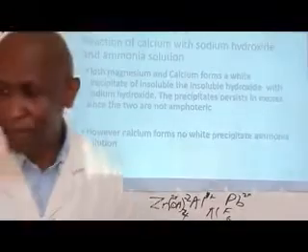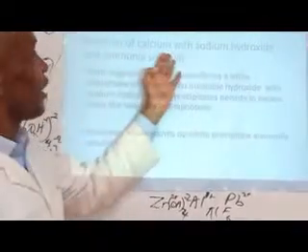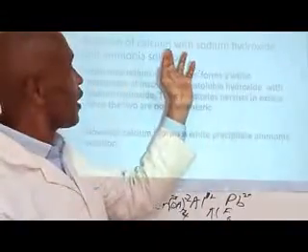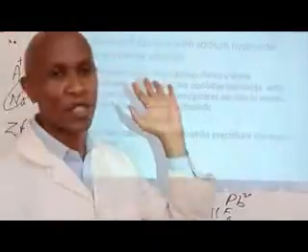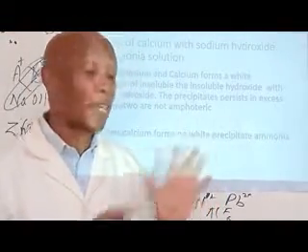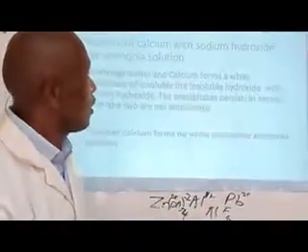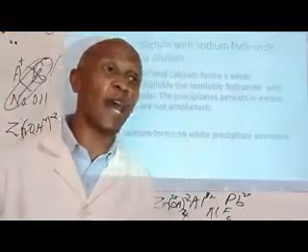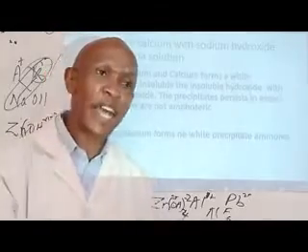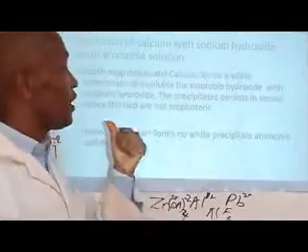Now something interesting with the case of calcium ions. You realize that when I add sodium hydroxide to a solution that contains calcium ions, I get a white precipitate that persists in excess. Why? Because I'm getting insoluble calcium hydroxide. But when I add ammonia solution to a solution that contains calcium ions, I get no white precipitate. And why is that so? This is the explanation.